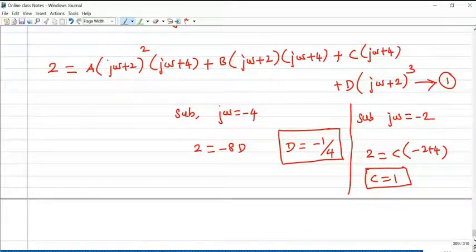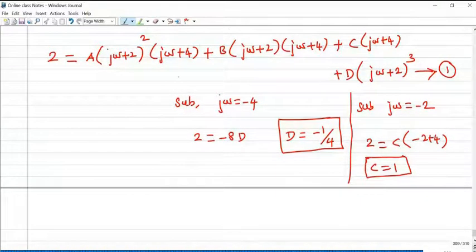Okay. So by substituting the j omega term, the D value and C value we can calculate. So what about the A value and B value? How to find the A value and B value? We have to expand equation number 1 completely, then compare the coefficient of j omega cube on both sides, the coefficient of j omega square on both sides, and the coefficient of j omega and the constant.